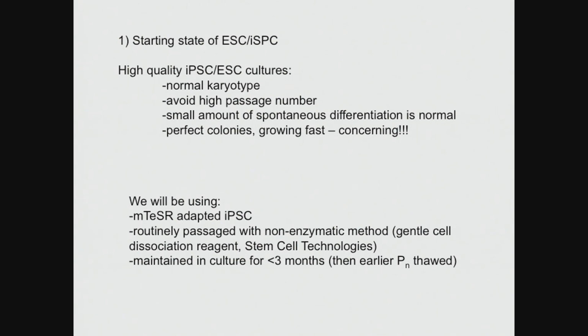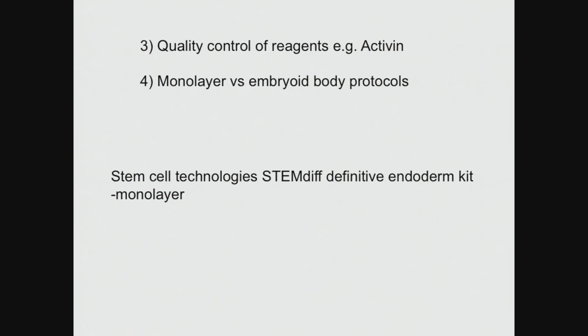And as I said, our general way of trying to avoid karyotypic abnormalities and working with bad cells is to have a good stock of early passage IPS cells and have these in culture for no more than 3 months, typically 2 months. And at the end of those 3 months of experiments, in the trash, thaw an earlier passage vial, so that we're always trying to work with our early passage vials.